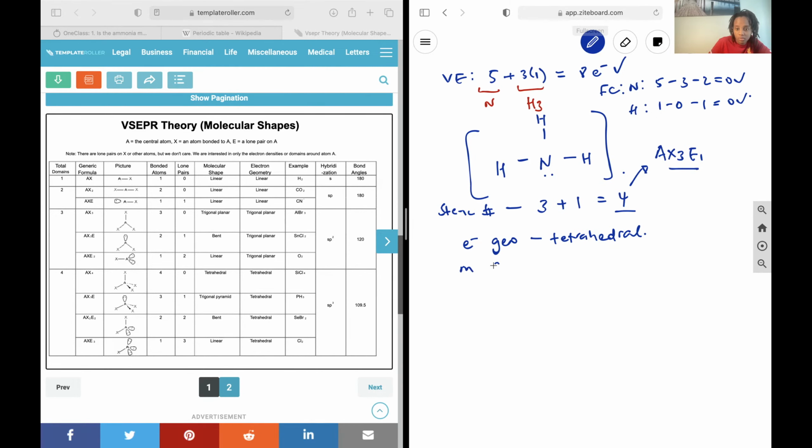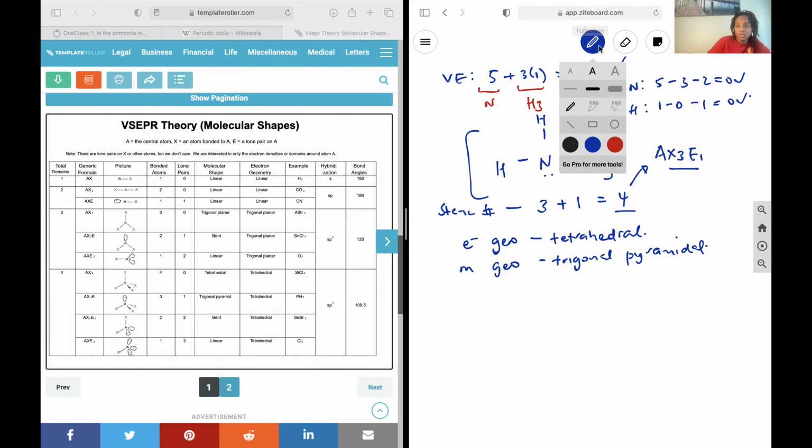And its molecular geometry accounts for how many are bonding pairs or lone pairs, and that is going to be trigonal pyramidal. And then let's go ahead and draw that out.